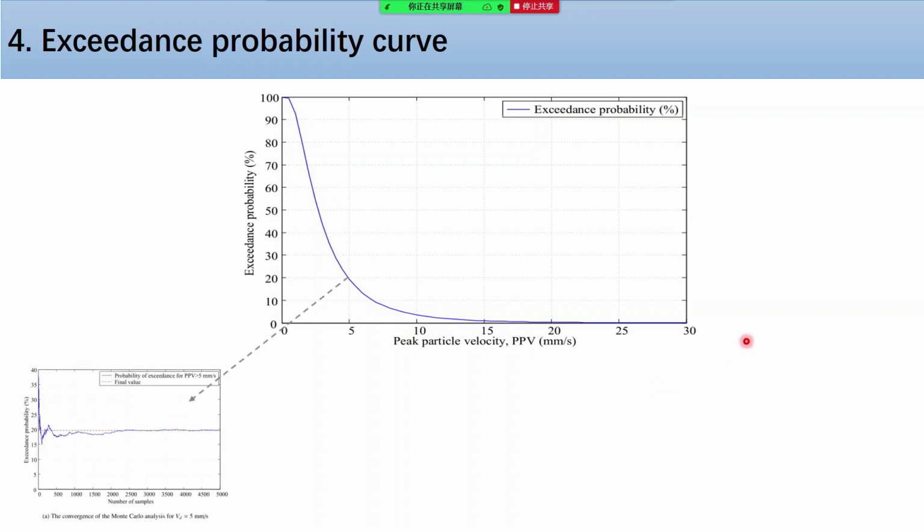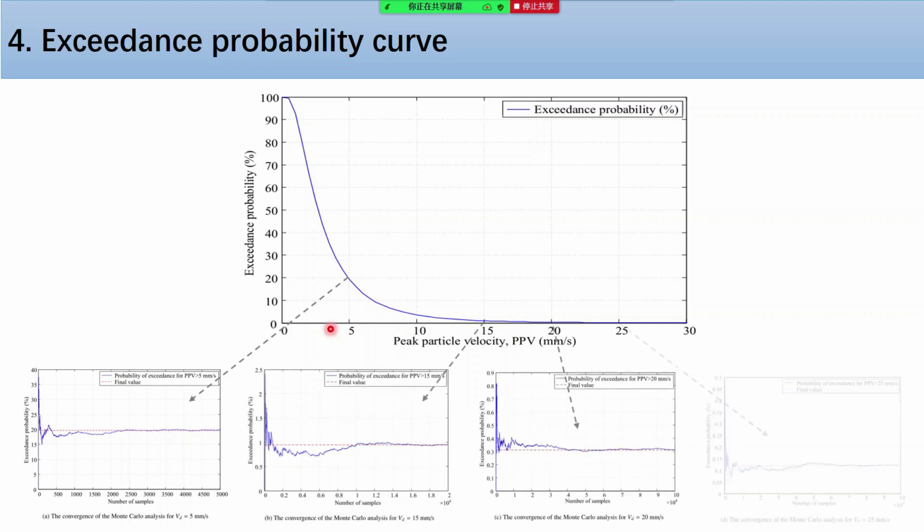And in order to show you exactly what this graph is, each point on this graph corresponds to a complete Monte Carlo analysis. For instance, you can see the graphs I showed here, and I'm showing you the convergence of this graph at each point. So at each point, we are generating over 20,000 random samples. This graph is going to be a time-taking process, but it gives us really excellent information.